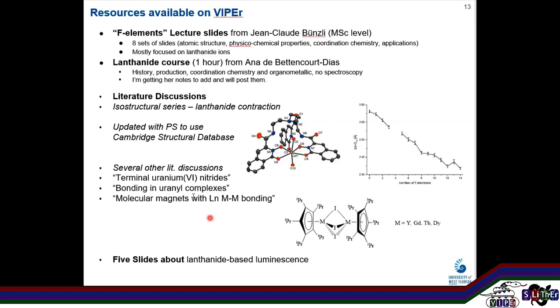Some really interesting new ones. There's an interesting terminal uranium-nitride paper that I used this past fall. The students enjoyed seeing some non-copper, non-cobalt complexes. There's bonding in uranyl complexes. And the most recent one is the molecular magnets, a Science paper that has the first lanthanide metal bonding example showing molecular magnets. I haven't looked at that, but I just saw it recently. And then there are 5 slides about lanthanide-based luminescence, which I'll talk about in just a bit. And there's more. Those are the ones I saw and thought would be useful to show.